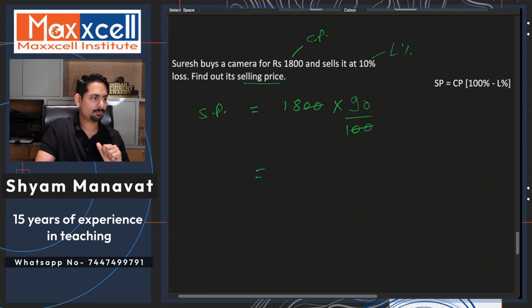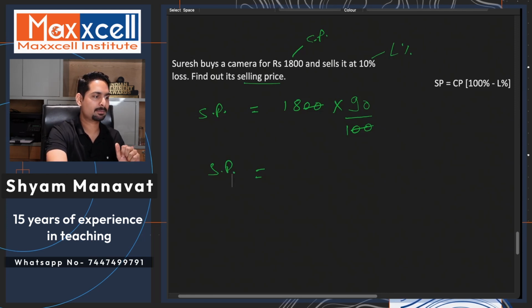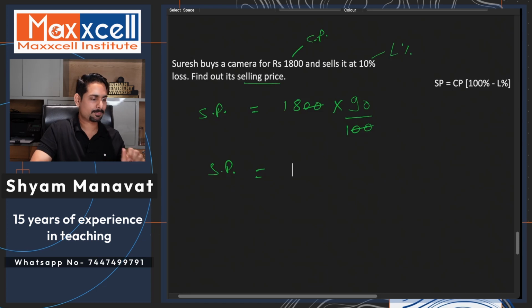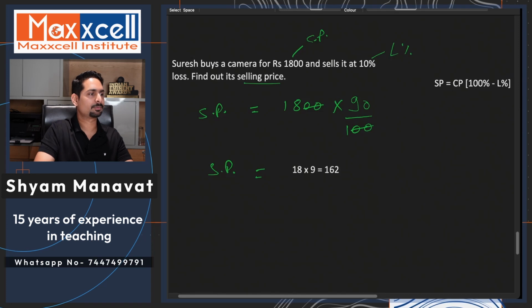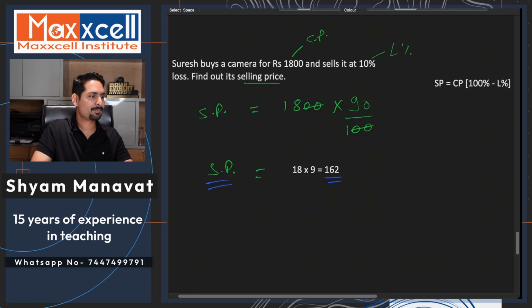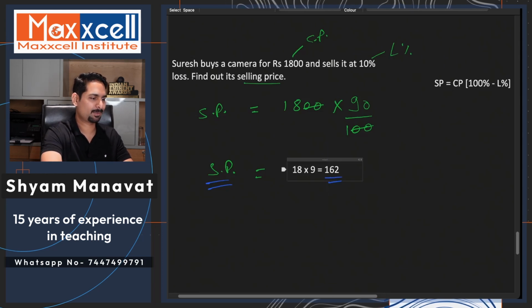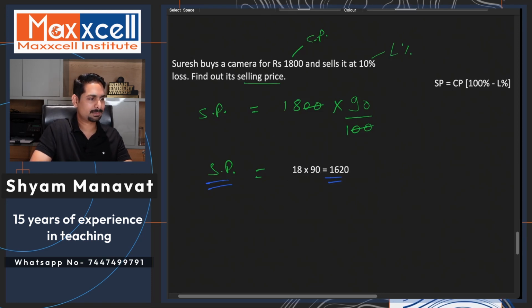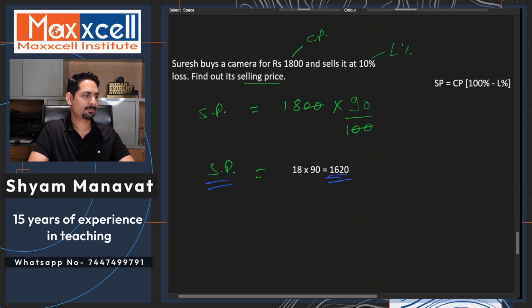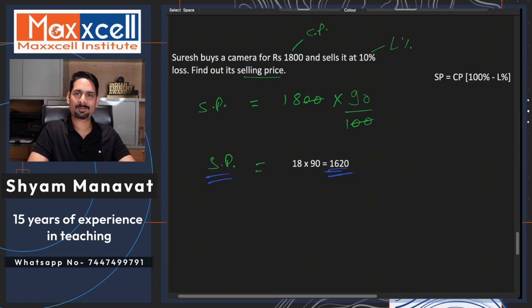Simplify this. So what do you get? Selling price is equal to... multiply. So 18 nines are how much? 18 nines are 162. That's your answer. Selling price is equal to 162. Oh, I forgot to add 10 here. Alright, no problem. So 18 nines is 162 with 10. That's the answer. Okay.